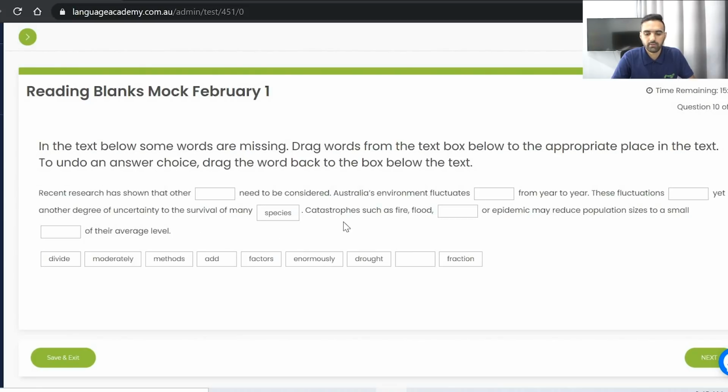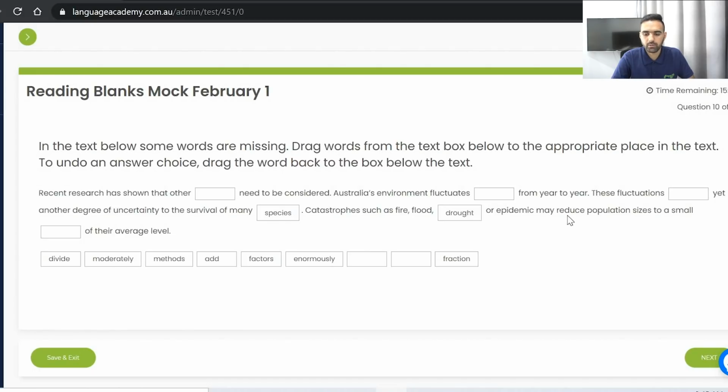Species. Catastrophes like fire, flood, and dash, something of a negative thing which is natural and can impact species or humans. What is that? Divide, moderately, methods, add, factors. Drought is when there's no water, right?